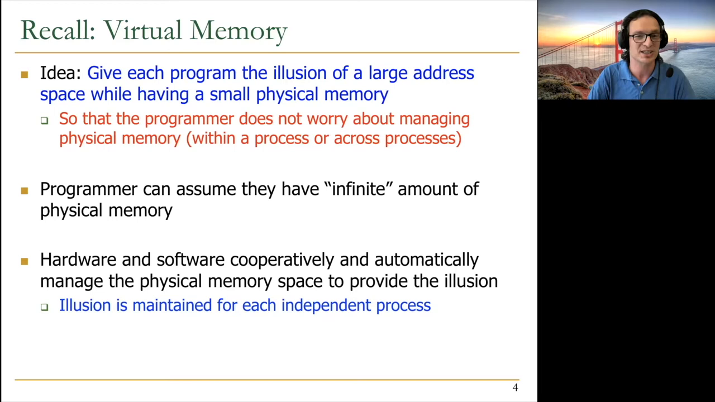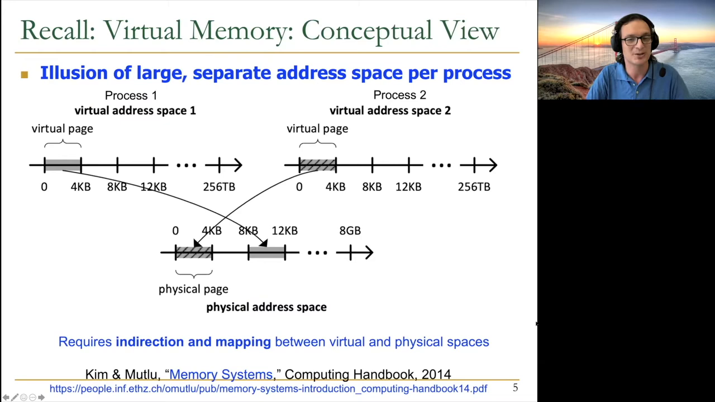But the idea of virtual memory is to give each program the illusion of a large address space while having a small physical memory, so that the programmer doesn't worry about many things: managing the physical memory, managing different processes. The programmer basically safely assumes that they have an infinite amount of physical memory and they're happy, hopefully. And as we discussed, hardware and software cooperatively enable this. And we started looking into the hardware and software support for virtual memory, and the illusion is maintained for each independent process.